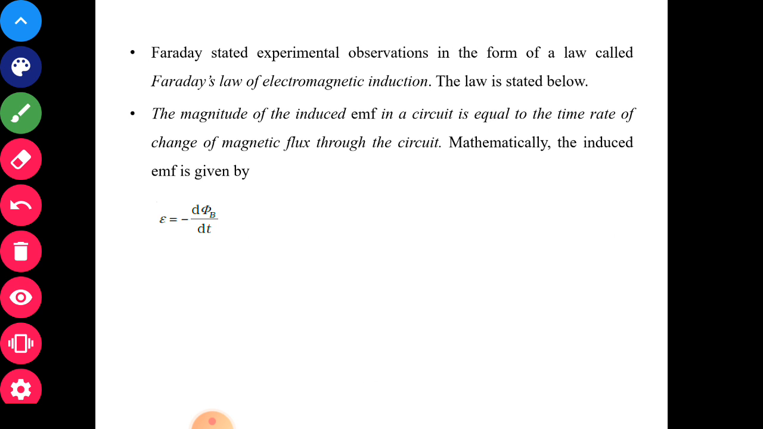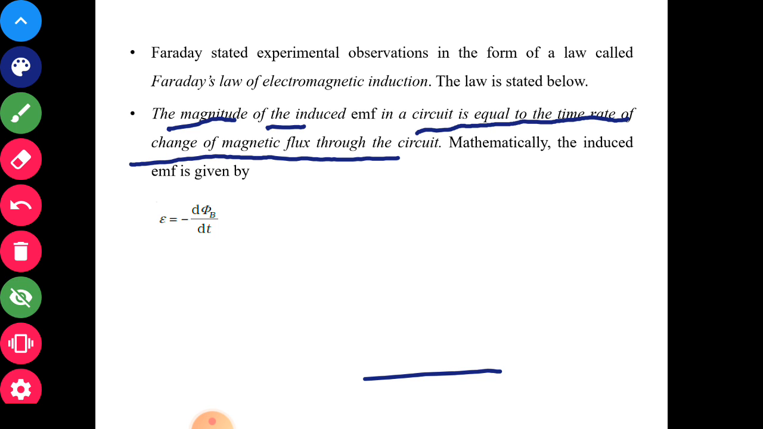Faraday performed several different experiments and stated his observations. Faraday stated the experimental observations in the form of a law called Faraday's law of electromagnetic induction. The law is stated like this: the magnitude of the induced electromotive force in a circuit is equal to the time rate of change of magnetic flux through the circuit. So it is the rate of change of flux which gives you the magnitude of the electromotive force.